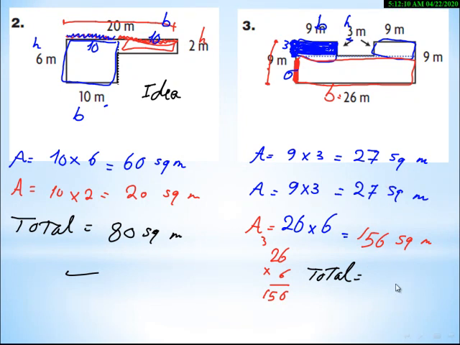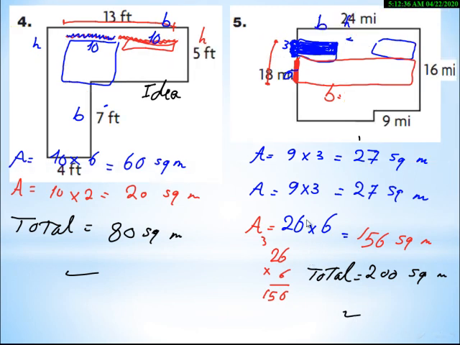14 plus 6 equals 20. 0, and we carry up 1. 3, 5, 5, 10, and we carry up 1. 200 square meters. So the final answer is 200 square meters, all the area.